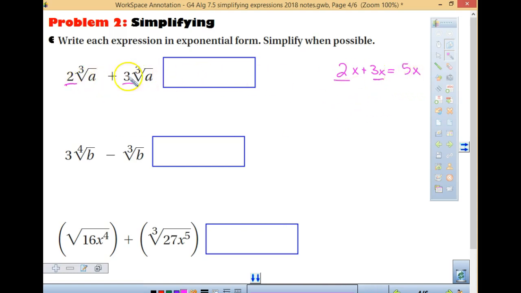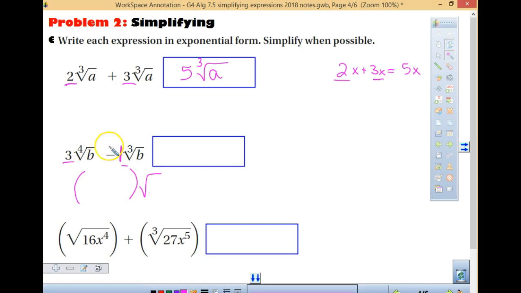This is going to be the same thing. We're going to add the 2 and 3. Because these are exactly the same, it is the cube root of a, the cube root of a, we are going to have 5 times the cube root of a. Okay? I have 3. I have the 4th root of b minus, what number's in front of this if there's no number? 1. Write it in. So we are simply thinking, kind of reverse distributive property if you wanted to think of it that way.